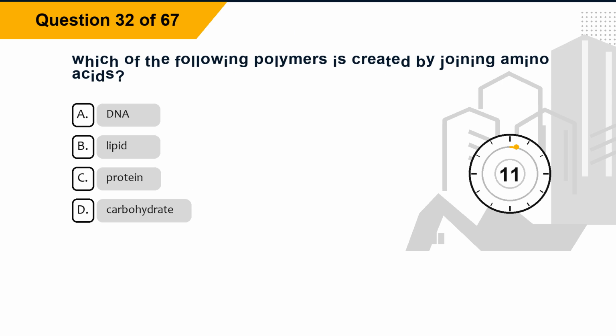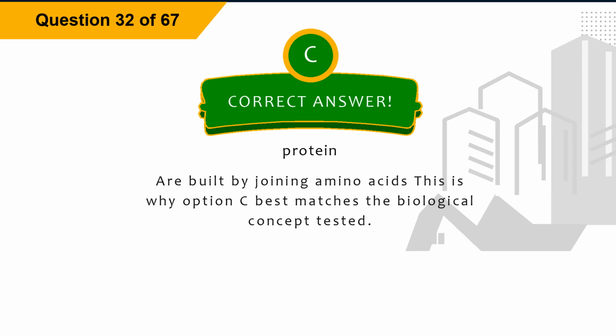Question 32. Which of the following polymers is created by joining amino acids? Option A, DNA. Option B, lipid. Option C, protein. Option D, carbohydrate. The correct answer is option C, protein. Explanation. Proteins are built by joining amino acids. This is why option C best matches the biological concept tested.